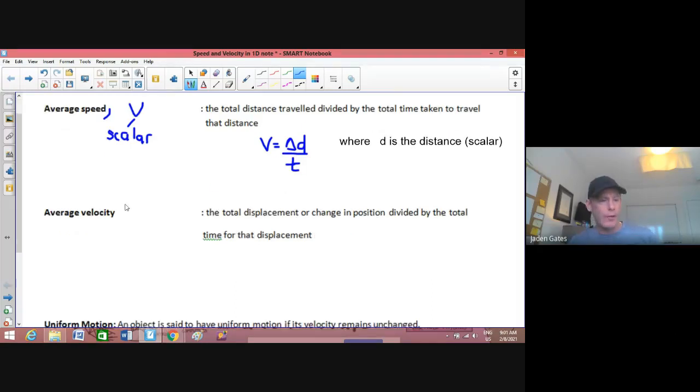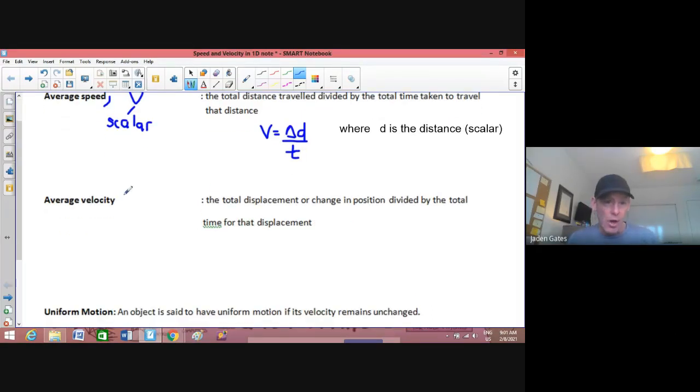Now velocity is also denoted by a V, but it's got an arrow over it, and that's because it is a vector. So how velocity is found is it's the total displacement, or change in position, divided by the total time for that displacement.